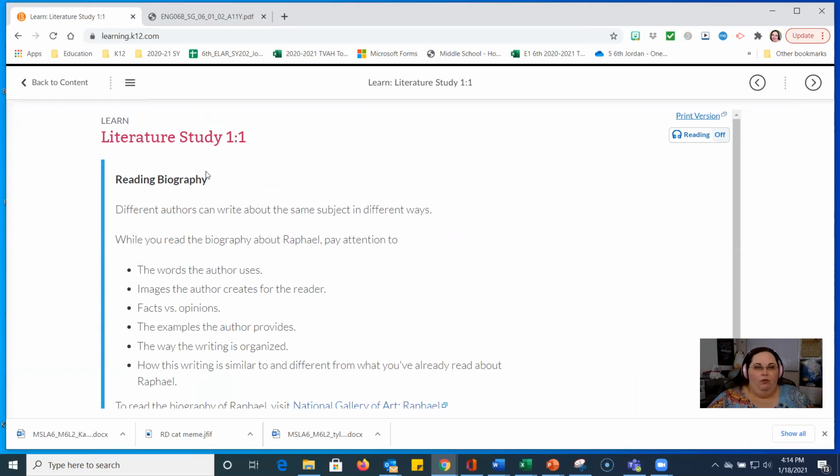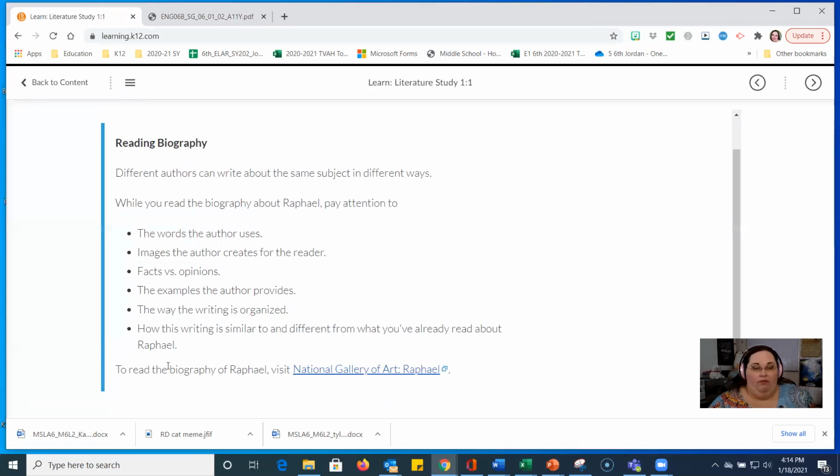Literature study 1.1, reading biography. Different authors can write about the same subject in different ways. While you read the biography about Raphael, pay attention to the words the author uses, images the author creates for the reader, fact versus opinions, the examples the author provides, the way the writing is organized, and how this writing is similar to and different from what you've already read about Raphael.